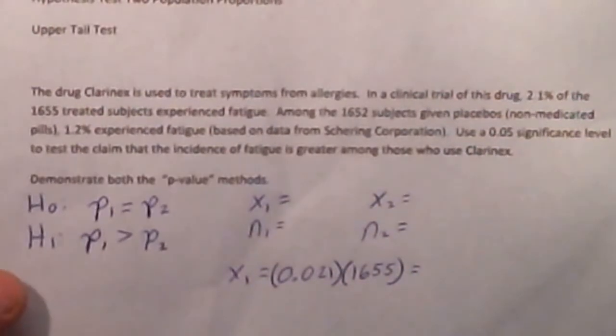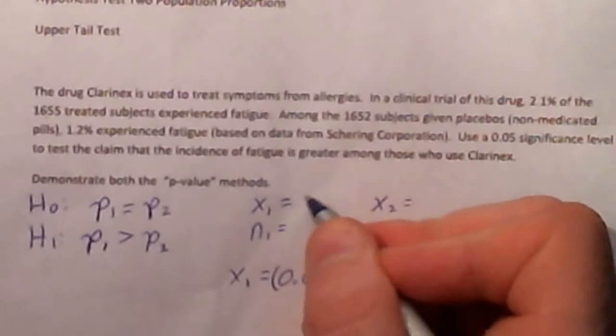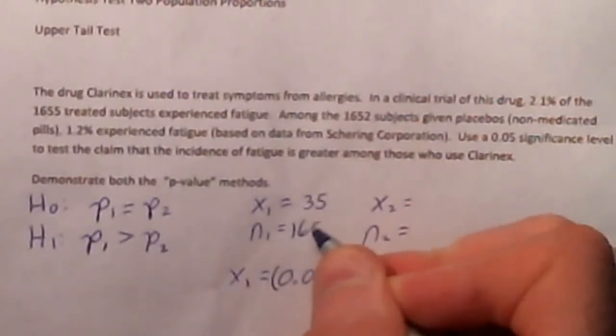So let's get on the calculator and dial that up. So that's 0.021 times 1,655. Now I get 34.755, but ladies and gentlemen, remember, x sub 1 and x sub 2 cannot be decimals, or else your function will fail or will just basically die on your calculator. So I'm going to bump this 34.755 up to 35. Let's call it 35. Sample 1, of course, is going to be the 1,655.